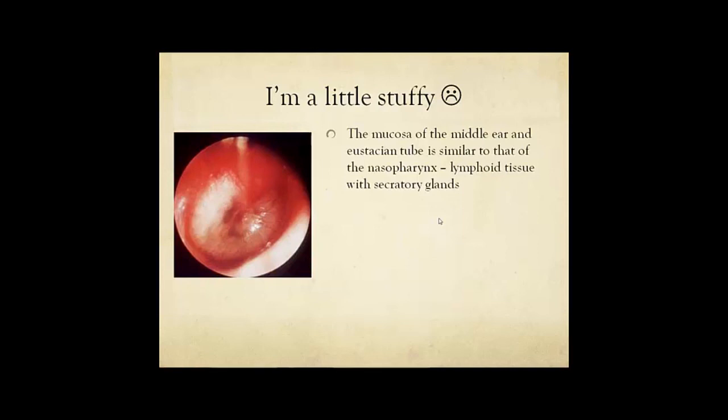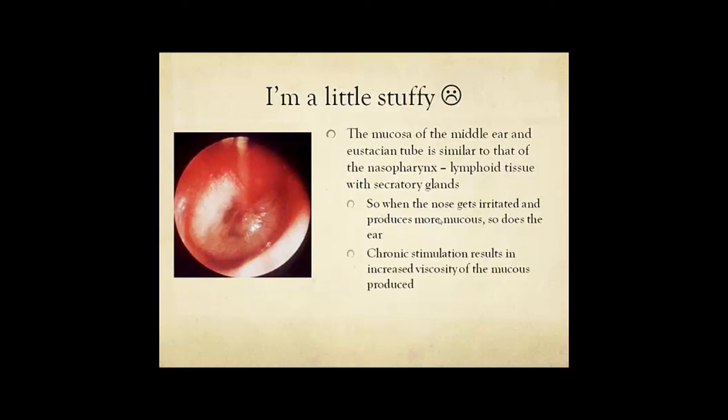Another thing to keep in mind is that the mucosa of the middle ear and the eustachian tube is pretty much the same as the mucosa of the nasopharynx. It's lymphoid tissue with secretory glands. So if the nose is irritated and producing more mucus, the ear is doing the same. Chronic stimulation of this area results in increased viscosity of the mucus produced. The longer this mucus is sitting there, the more likely it is to breed nice, healthy bacteria, which is not so good for the host, but it's great for causing a major ear infection.